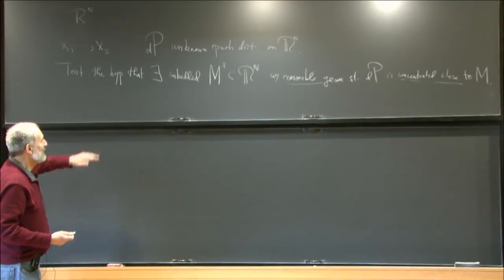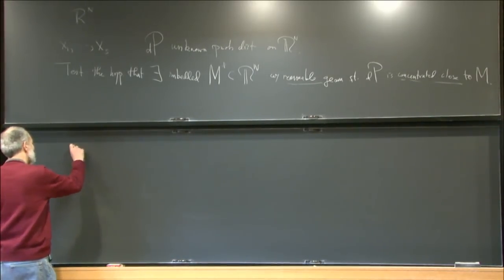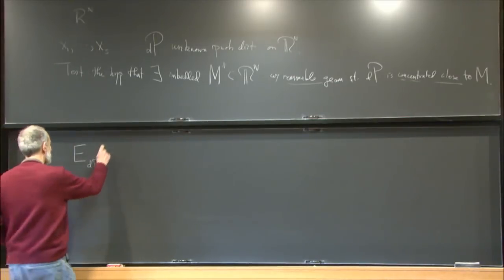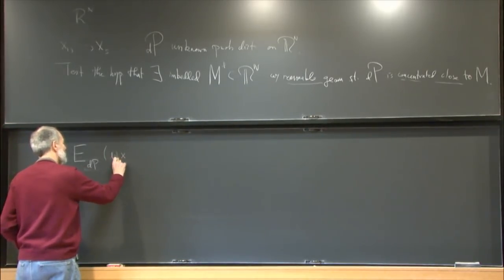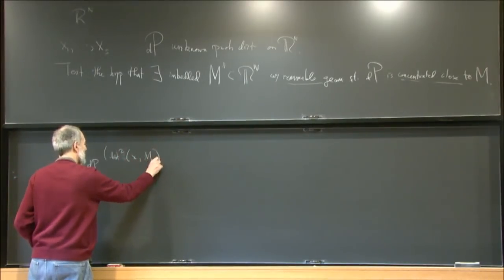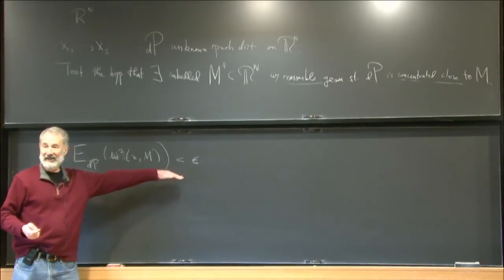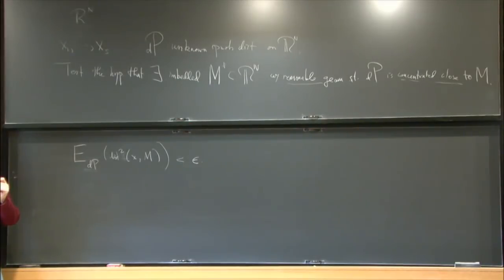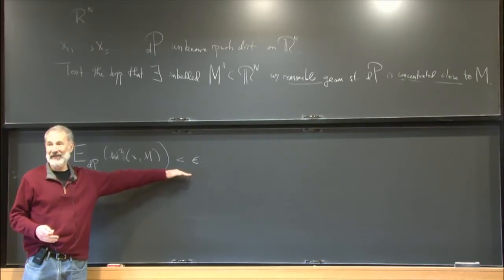Well, first of all, let's do the easy thing first. What does it mean to say that P is concentrated close? Let's say I take the expected value under the probability distribution dP of the squared distance to the manifold. I take a point x, which is sampled according to dP, and I take the distance squared from x to M, and I would like to say that the expectation of that is less than epsilon. And so let's say I specify epsilon, and that's what I mean by concentrated close.